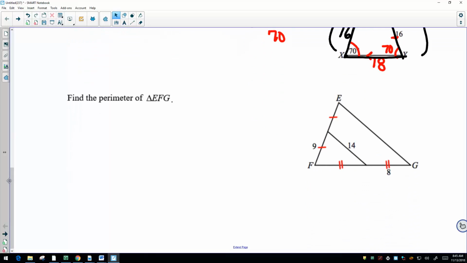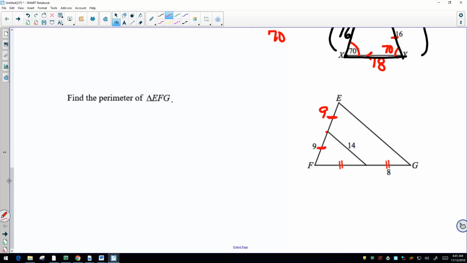Another problem that we can take a look at is down here. So we're finding the perimeter, perimeter being the measurement of the outside, all of the lengths of the outside sides. So we're going to take a look and notice again the marking. So I see one marking here for 9, meaning this must be the same length, so that's also 9, which tells me this must be a midpoint.